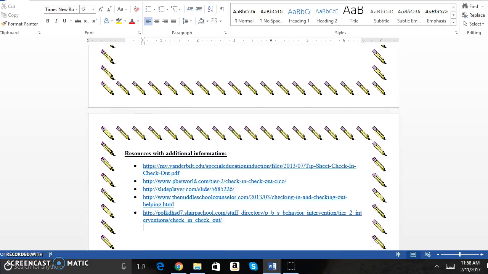For additional resources on the check-in, check-out system, they can be found at these websites. Most of them just gave examples and definitions of what it is and what it might look like. This first one just gives a lot of information about it. The second one and the fifth one just give a lot of details. Then this third one gives a lot of visuals and charts about it. And the fourth one is actually what I used above with the template of what it might look like, because I thought that was a really great example.